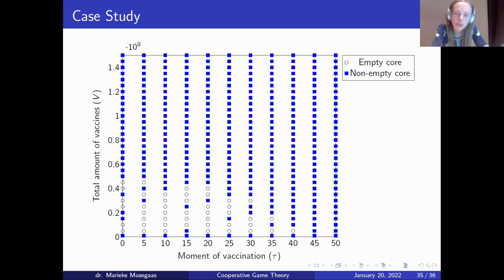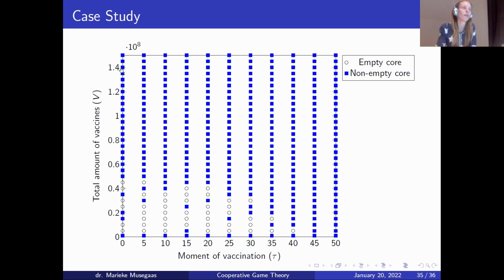Okay, so how should we read this figure? We did several experiments. And over here, on the horizontal axis, you have the moment of vaccination. So when you start vaccinating, in which part of the epidemic, already in the beginning or later, etc. And here we have the total number of vaccines.